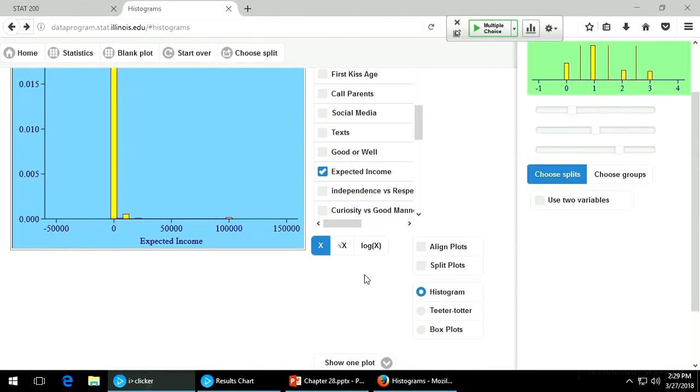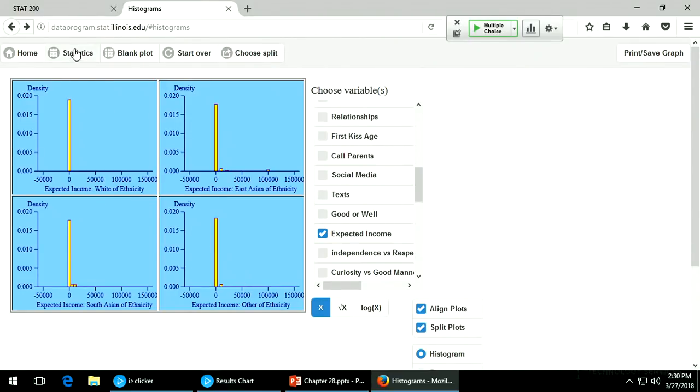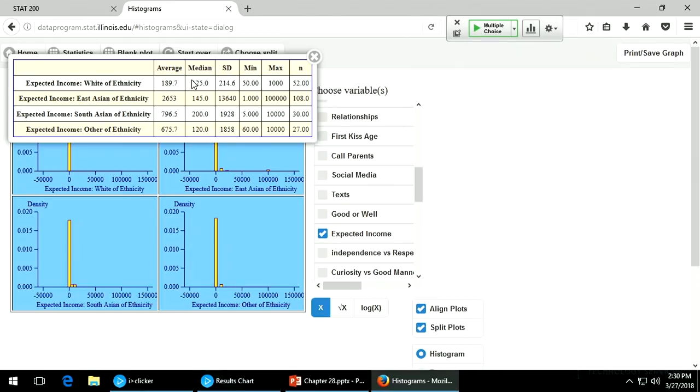That's what you thought. And let's do the split. We have to split plots. Look, everybody looks the same. We can't even see it from there. We have to look at the statistics. Whoa, South Asians are skyrocketing compared to everybody else. We can look at the median and the average. The median would probably be more reliable since the sample sizes aren't so big here. The median's the middle person. So still the South Asians, 200,000. East Asians, 145,000. Whites are 125 and others 120.